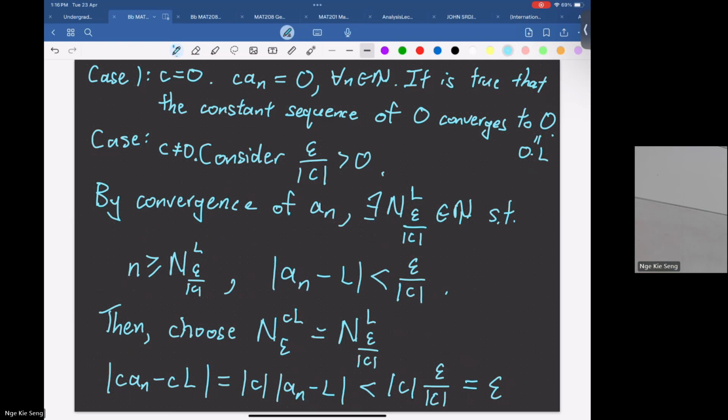Any question? Don't simply pick. You need to pick N such that this inequality will hold, and then this inequality holding boils down to the convergence of a_n minus L. Previously it depended on two sequences, so we needed to pick between the two N. But now only one N is needed, so just take that one. Does that make sense?